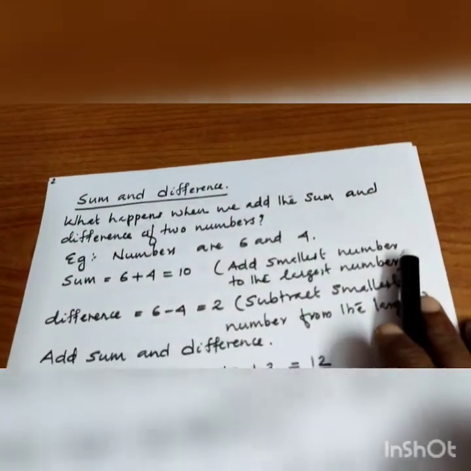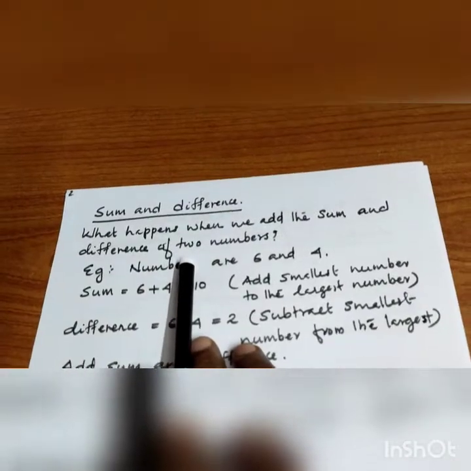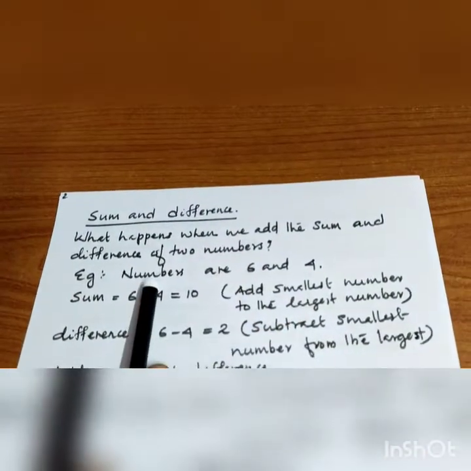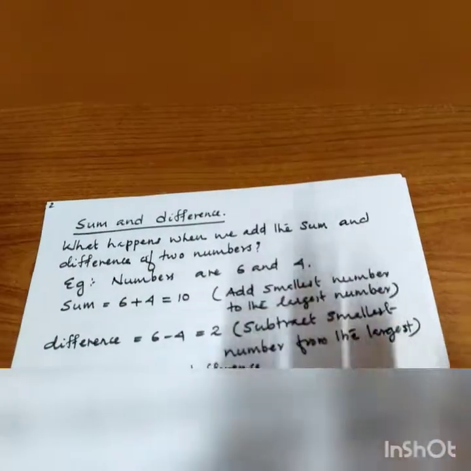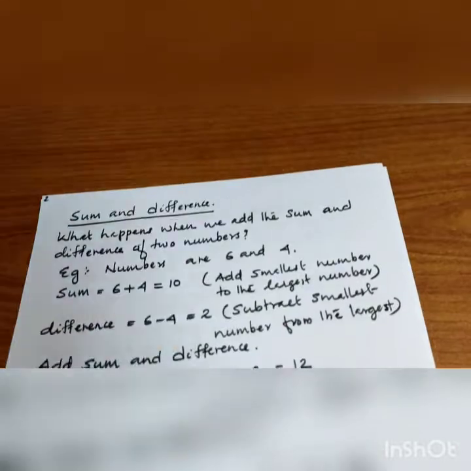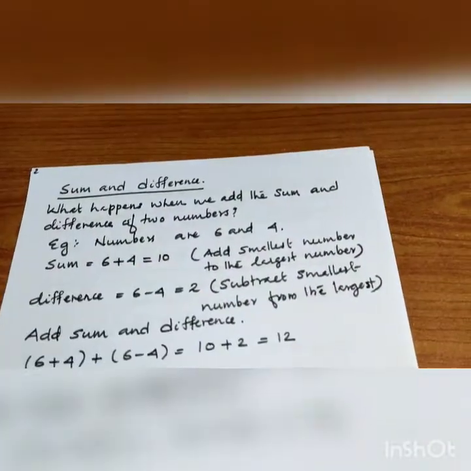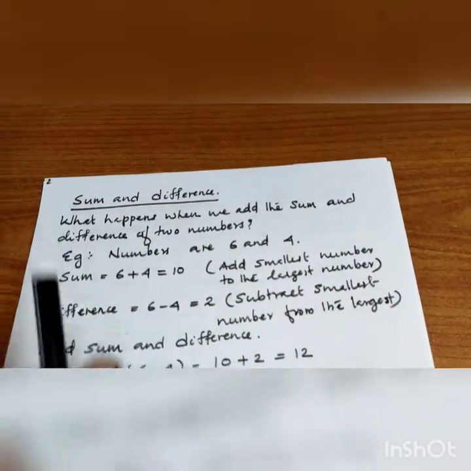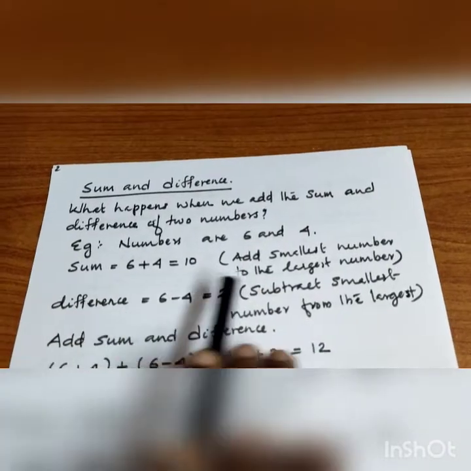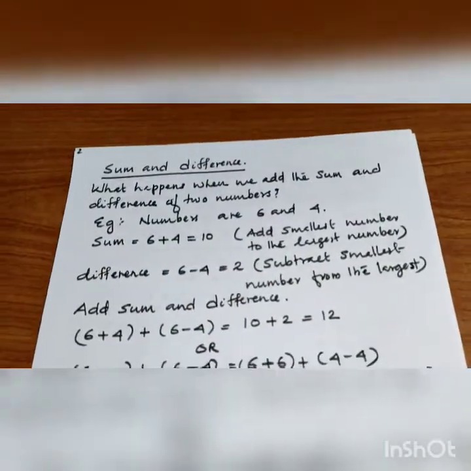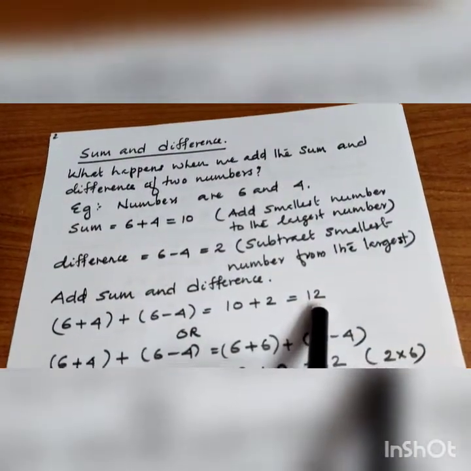Then the next is sum and difference. What happens when we add the sum and the difference of two numbers? First we take two numbers such as 6 and 4. Sum is 6 plus 4, 10. Add smallest and the largest number. Then difference, 6 minus 4. Subtract smallest from the largest. That is 2. Then add these two results. 10 plus 2. We get 12.